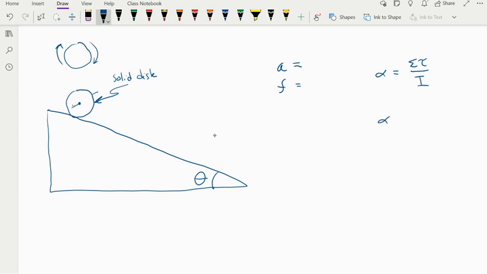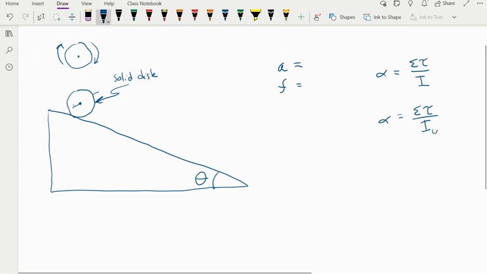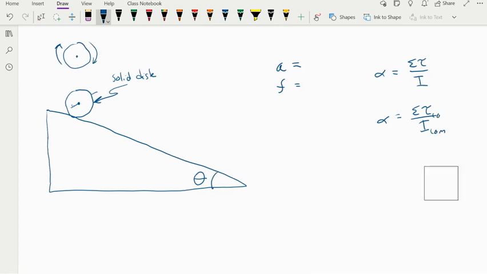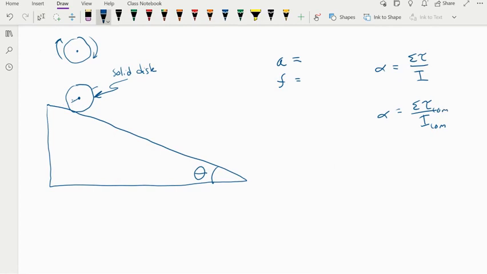And if you use Newton's second law of rotation from that frame of reference, then the object is rotating around its center of mass. And so you're going to add up the torques around the center of mass, and you're going to divide by the rotational inertia of the center of mass.